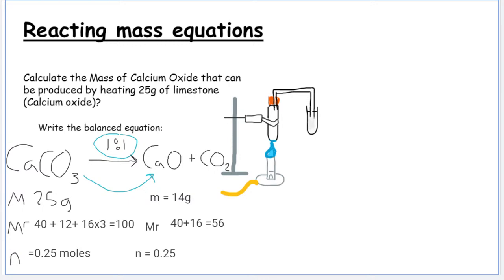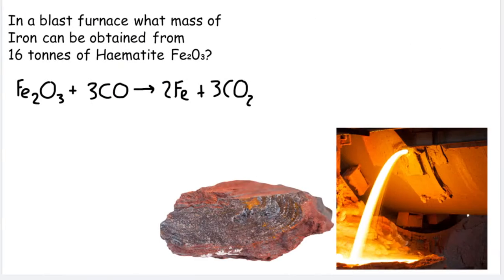Yeah, that's reacting mass equations. You've done that at GCSE, so it's there again at A-level. You've got to use all these skills still: balancing an equation, using the ratio, calculating the moles of the thing you have the information for. Now that you have the moles, use the ratio to find the moles of the product, and then work your way back through the mass over MR equation to find the mass of the product you were looking at.